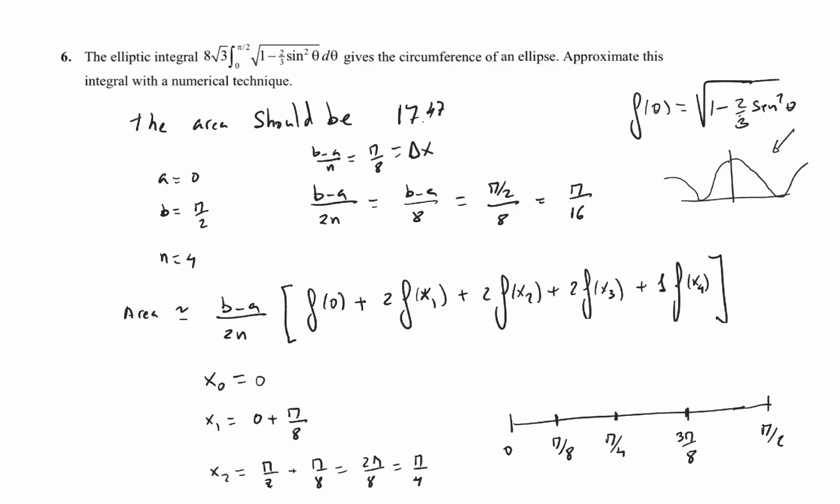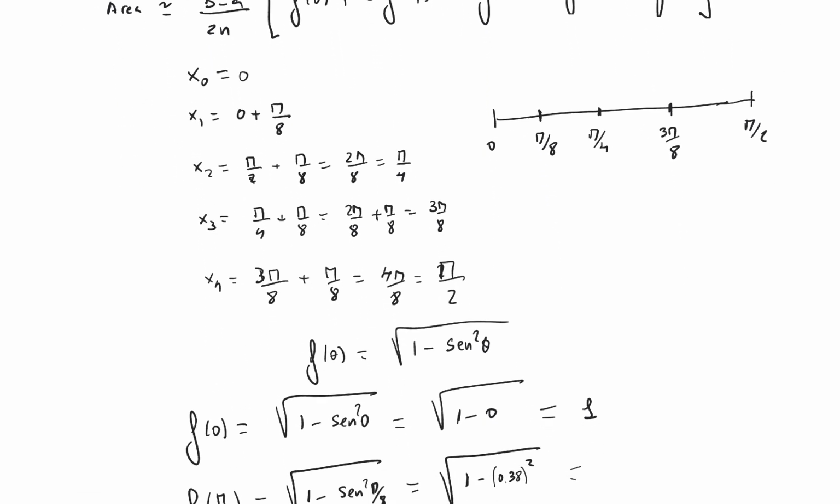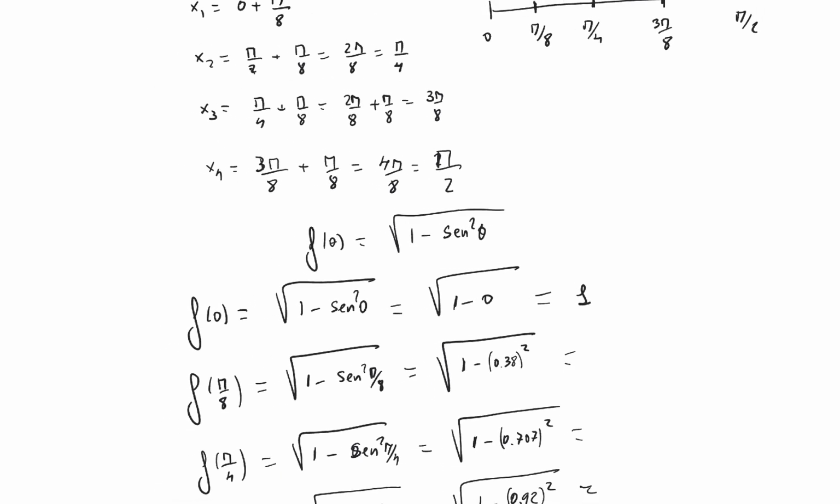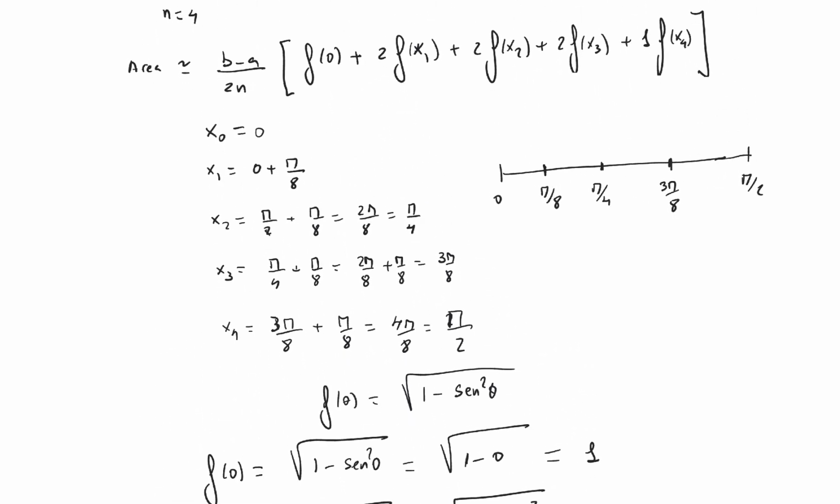Well, let's go do it. It's a question of having the calculator. That is why I didn't do it. So I have to calculate this area. So I have to calculate b minus a divided by 2n. I know it's pi divided by 16. This is pi divided by 16. f of x0, f of x1. f of x0 is f of 0. f of x1 is f of pi divided by 8.